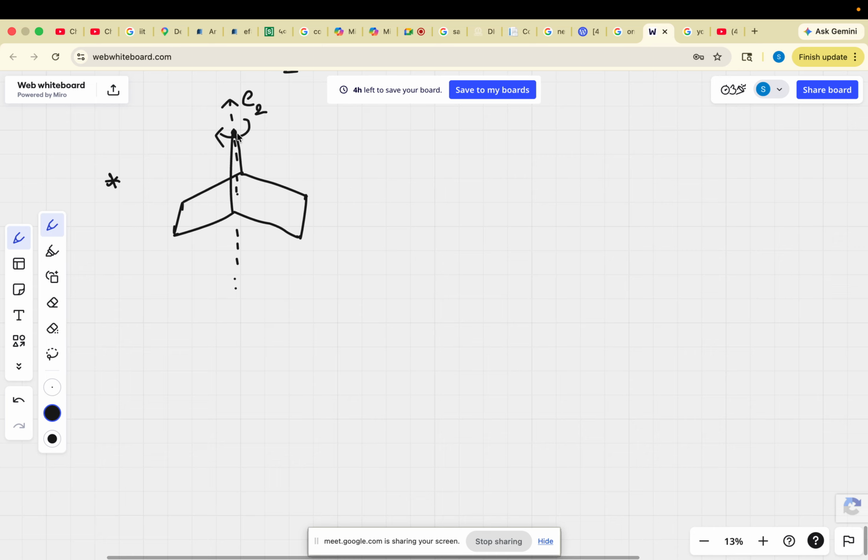Through this carbon atom only, through the middle of this whole molecule, you will get only one C2 axis. Apart from that you will get nothing. You cannot place the C2 axis here or here, anywhere, only through this carbon atom. So this is one C2 axis.